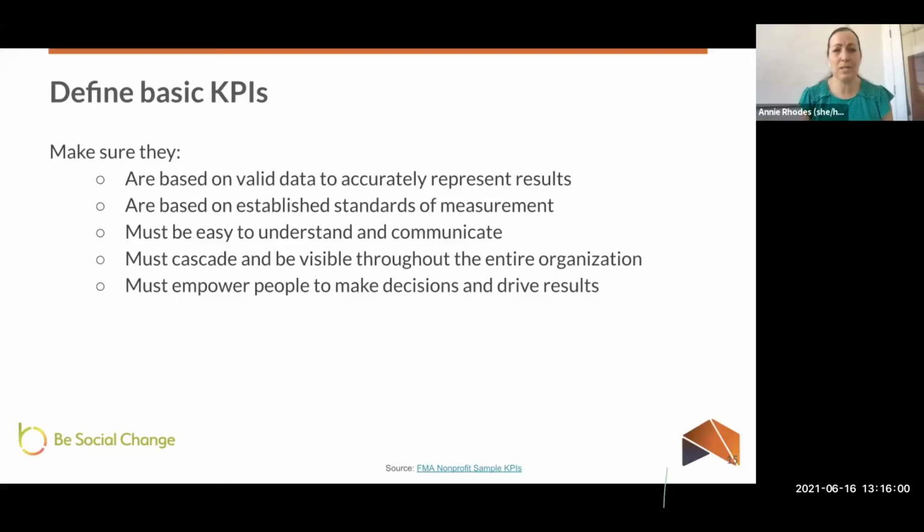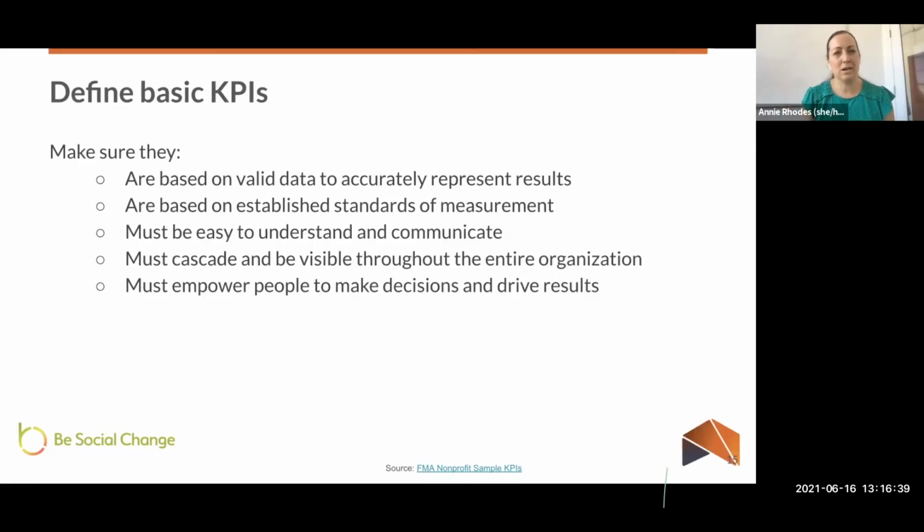We next step you into defining some basic key performance indicators, or KPIs. Where this is really helpful is this helps us keep on track. So those key performance indicators will guide us on whether we're going in the direction we've set out to go, or whether we're off and we need to shift some of our activities. What's really important here is that they're smart. So they're based on real data. They're established standards of measurement. They're easy to understand and communicate.